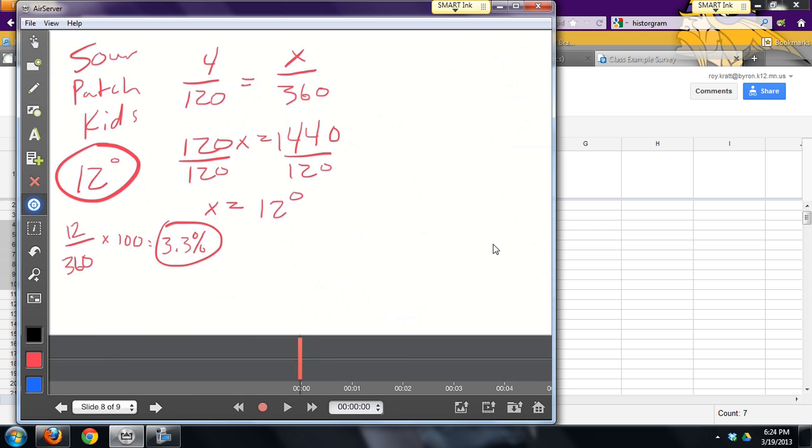Okay, Sour Patch Kids. 4 people liked it out of 120 equals x over 360. Cross multiply, divide by 120. So x is 12 degrees. 12 divided by 360 times 100 gives me about 3.3% or 3%. So let's check that 12 degrees out here.